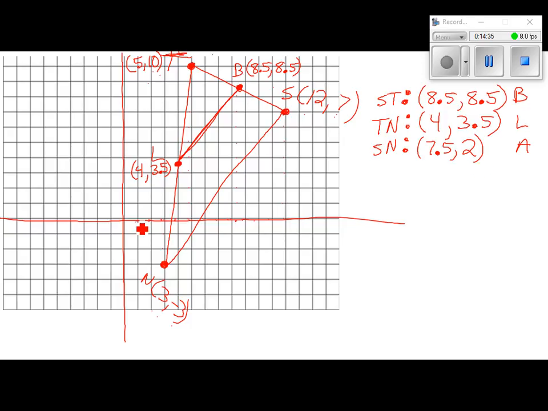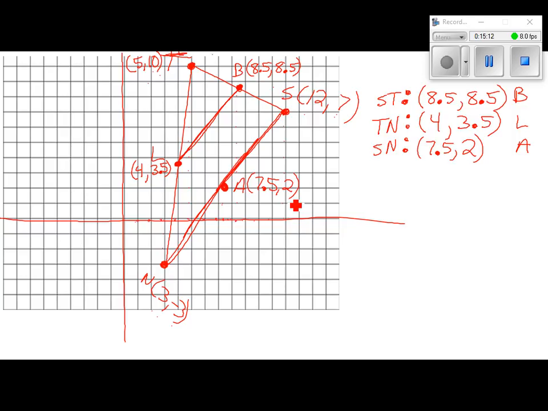So I'm going to go over 1, 2, 3, 4, 5, 6, 7.5 and up 2. 1, 2. So my drawing here is not very good. My thing's crooked. Let me count it again. 1, 2, 3, 4, 5, 6, 7.5, up 1, 2. So the point should actually be right there. It's because my segment's not drawn very well. And that's going to be point A. Point A is 7.5, 2.